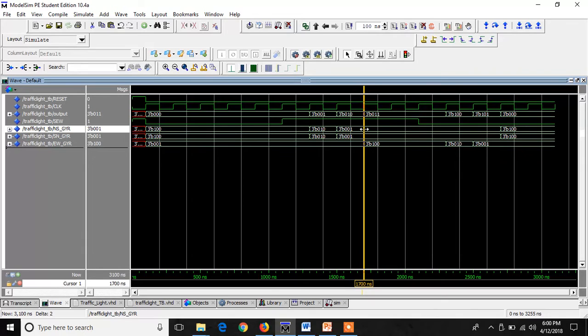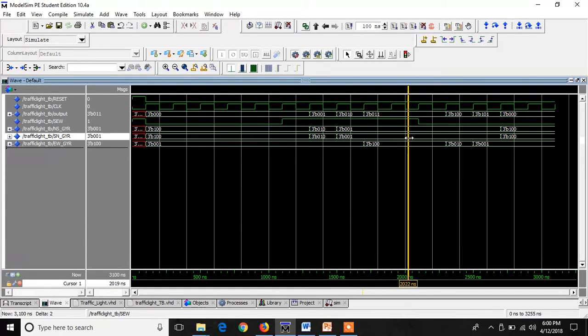And at the next clock edge, east-west becomes green, and it's going to stay here as long as there's a car in the east-west direction. So it stays here as long as there's a car, and then here the car is not there anymore. And at the next rising edge, east-west is going to cycle through yellow and then red.